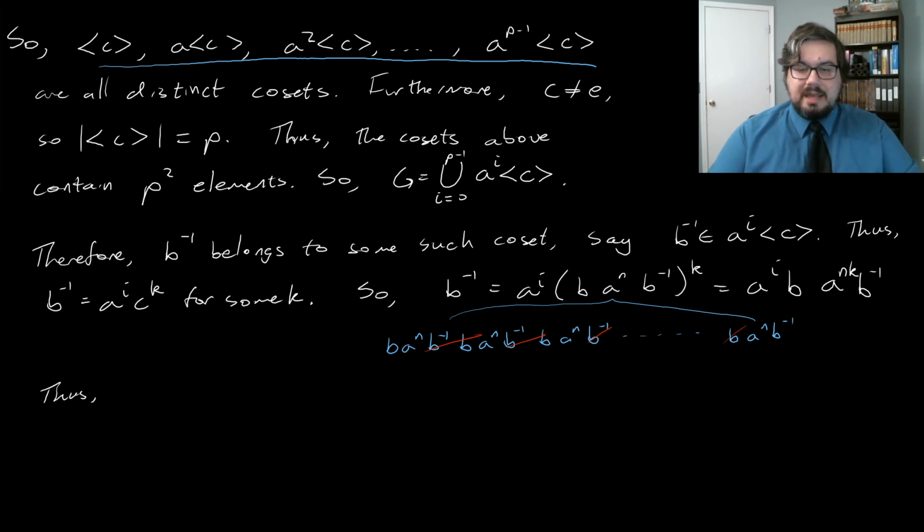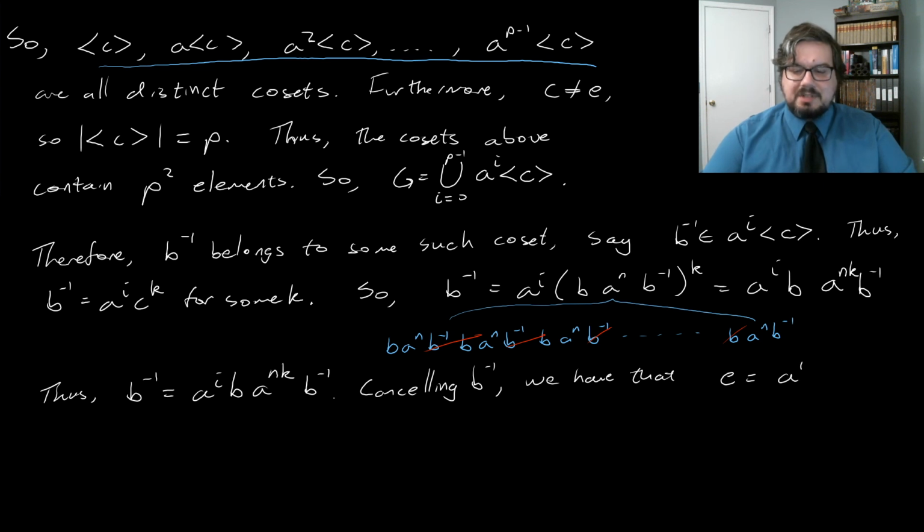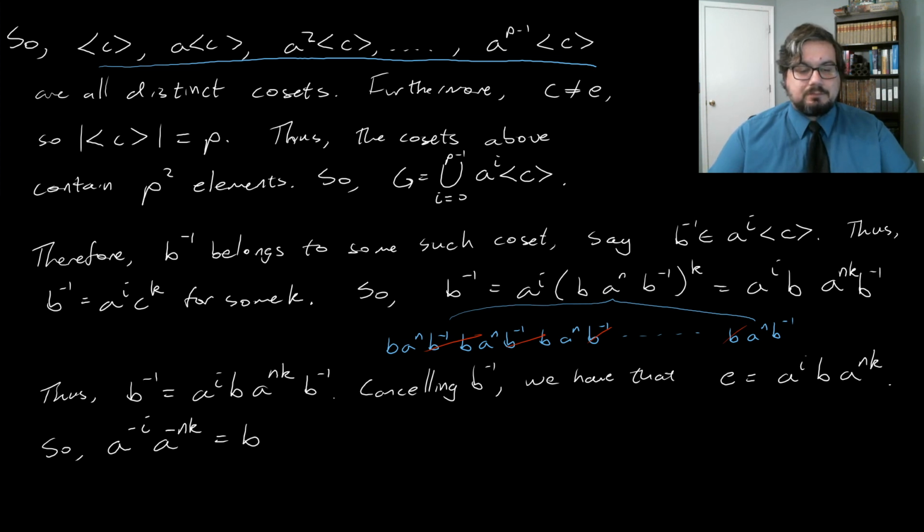So thus, we have that B inverse equals A to the I B A to the NK B inverse. Canceling B inverse, we have that the identity equals A to the I B A to the NK. So that means now if we multiply on the left by A to the negative I and multiply on the right by A to the negative NK, that's going to equal B. But that means that B belongs to the cyclic subgroup generated by A, which is a contradiction.